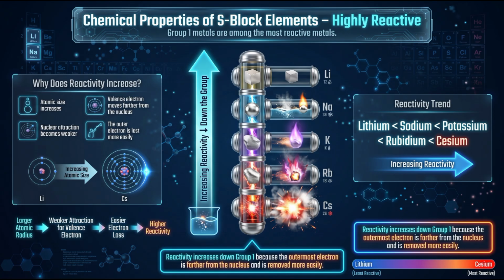The image explains why reactivity increases down group 1. The first reason is that atomic size increases as we move downward. Every successive element contains one additional electron shell. Lithium has 2 electron shells, sodium has 3, potassium has 4, rubidium has 5, cesium has 6, and francium has 7. As more shells are added, the outermost electron moves farther and farther away from the nucleus.